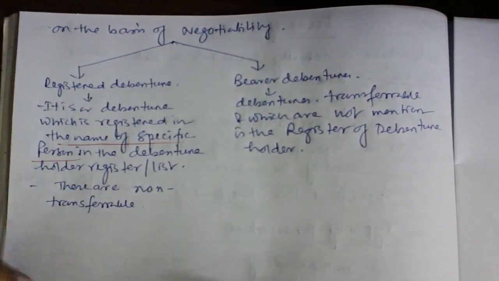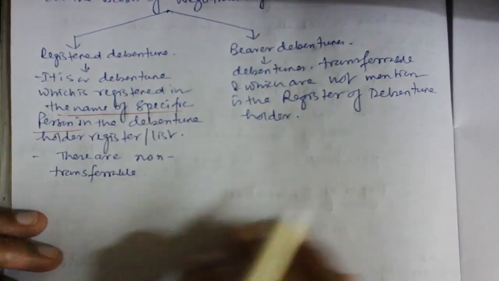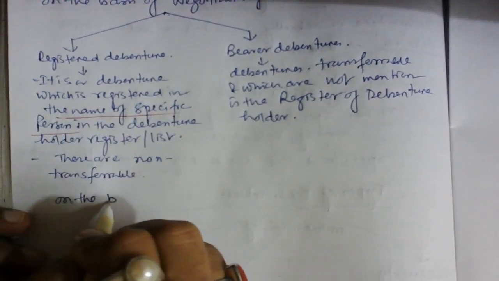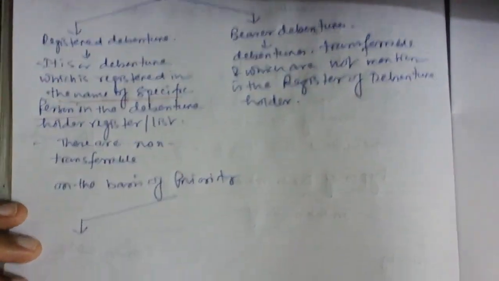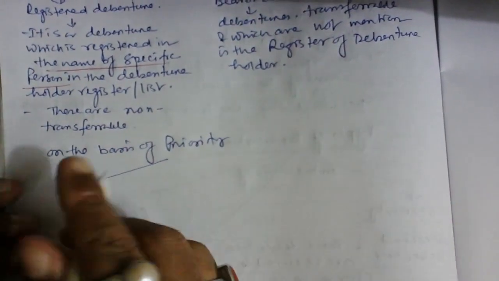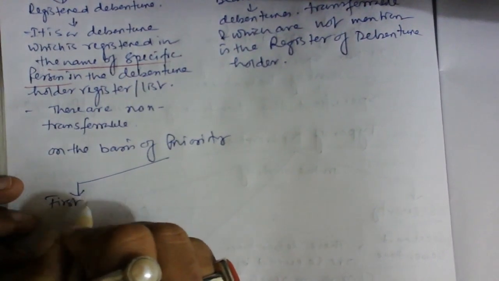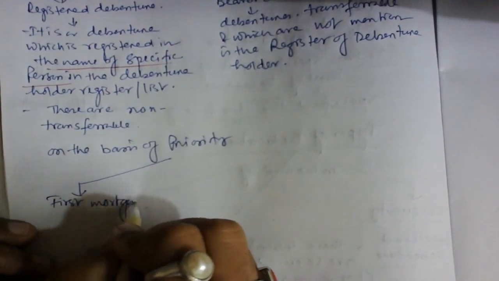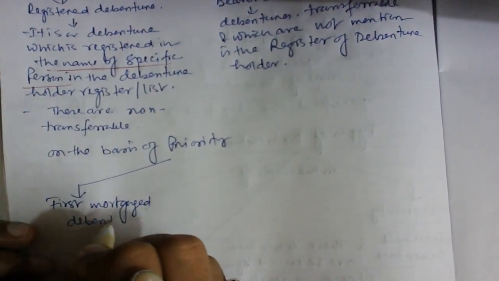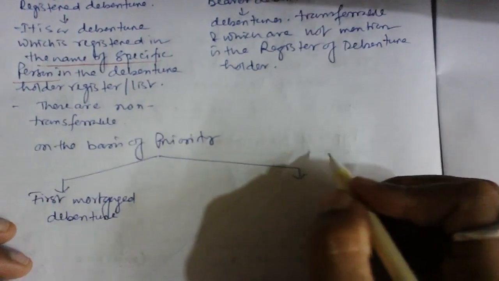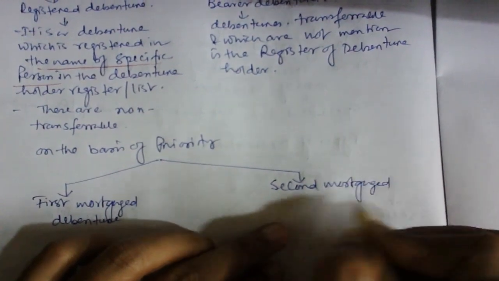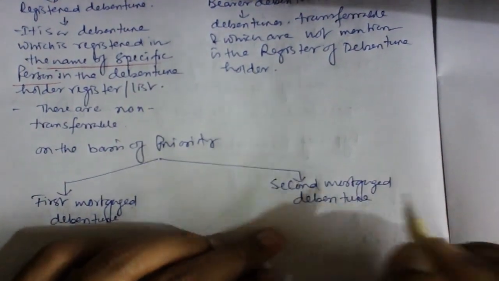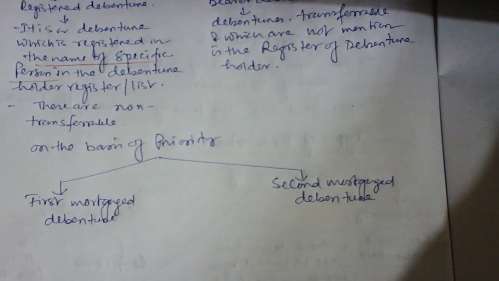That's all. And the last one is based on priority. First is called first mortgage debenture, and then second mortgage debenture. So what is this first mortgage debenture?